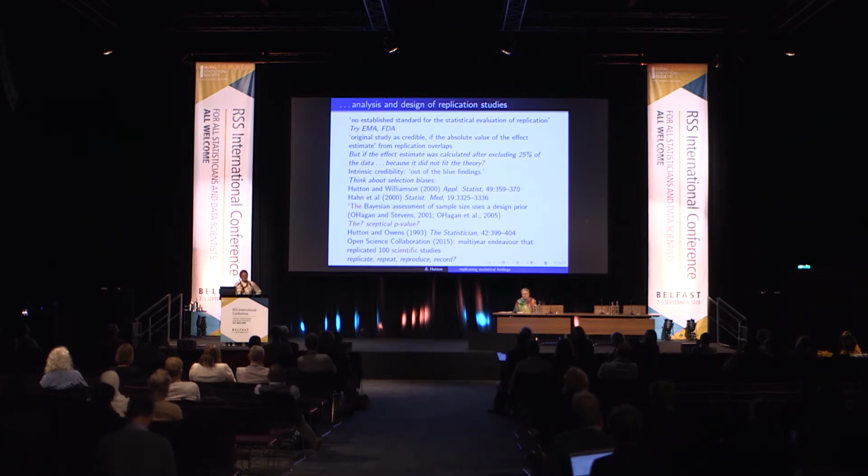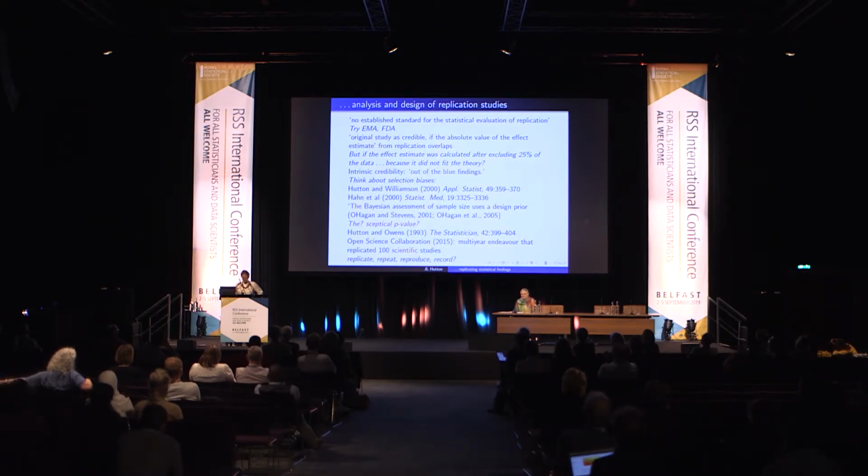And is it really true that the original study is credible provided the absolute value of the effect estimate overlaps? Well, but how was that effect estimate arrived at? Was it arrived at by excluding a quarter of the data because it didn't fit the theory? I hope you'll realize I'm not joking. This is the kind of thing my PhD student is up against in behavioral economics, that minor discipline which now informs governments in the USA and the UK.